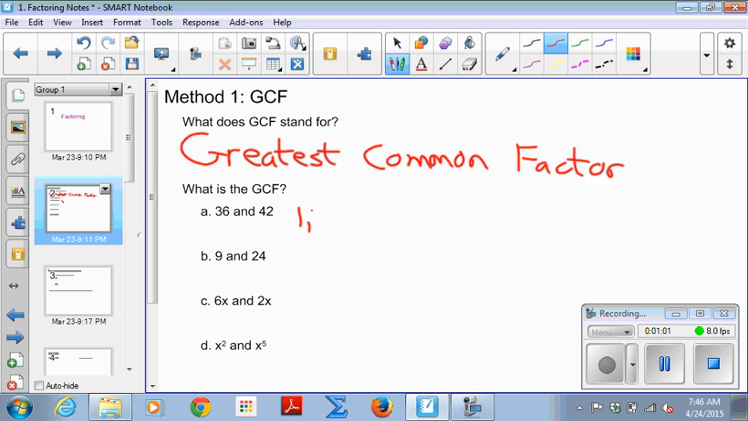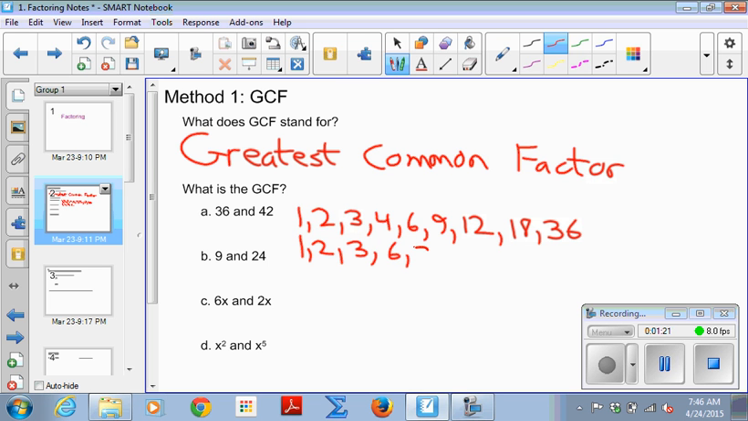So for 36, we have 1, 2, 3, 4, 6, 9, 12, 18, and 36 as factors. And 42, we've got 1, 2, 3, 6, 7, 14, 21, and finally 42. So if we look through the list and find the greatest one they have in common, we will see that the biggest number is 6. So the greatest common factor of 36 and 42 is 6.